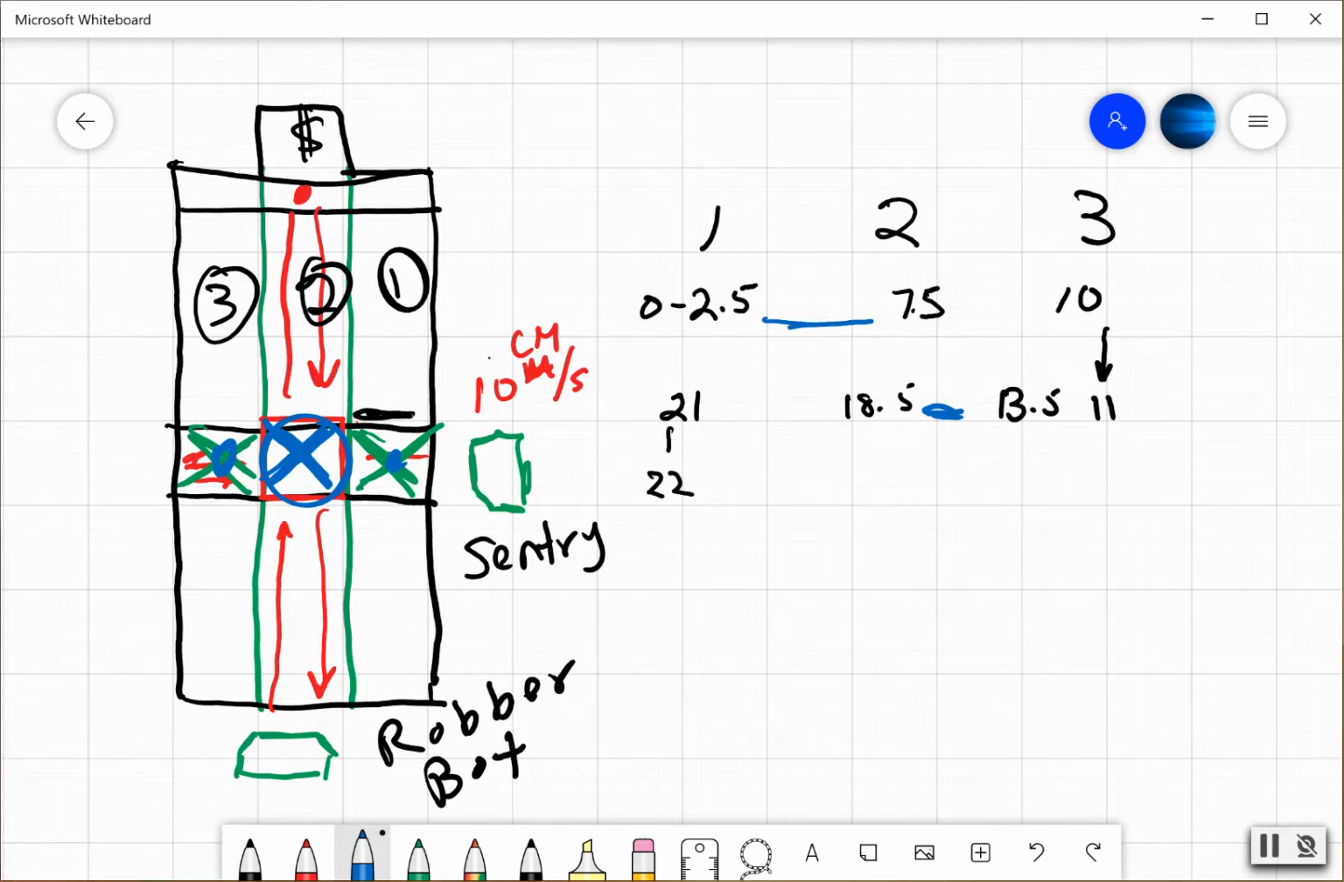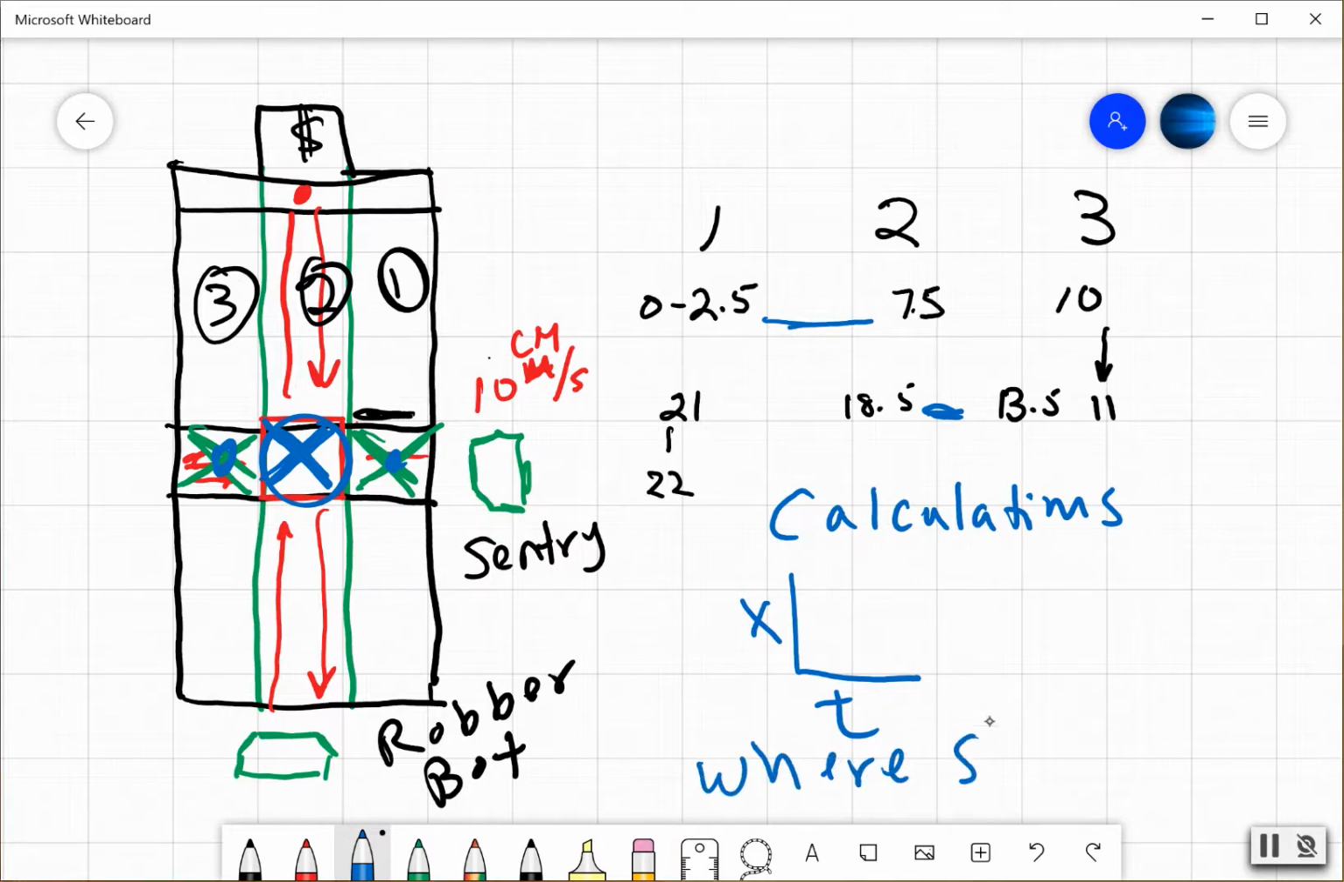And then what you're going to deliver is your calculations of how you knew where the sentry bot was at given times, and also your calculations for your robber bot, which you can do in a position time graph. Where is the bot? And then you can indicate on there when it is going through the capture zone. And then I also want to know, where is the sentry when the robber bot is in the capture zone. All right, that should give you some help.